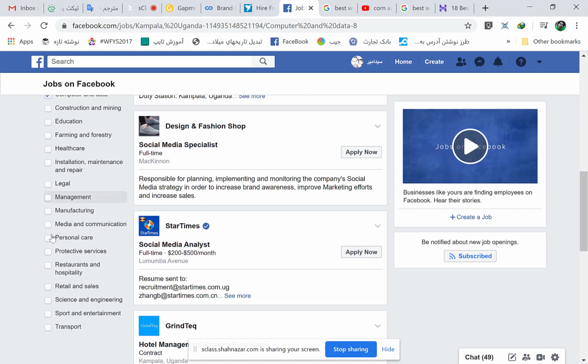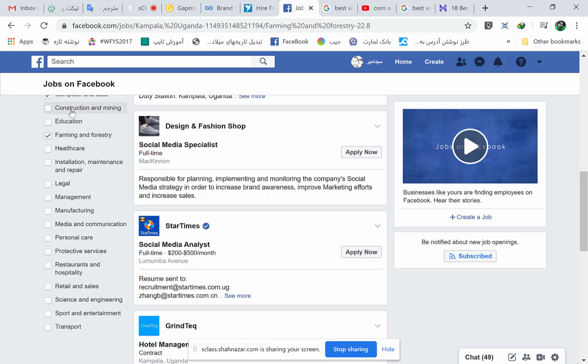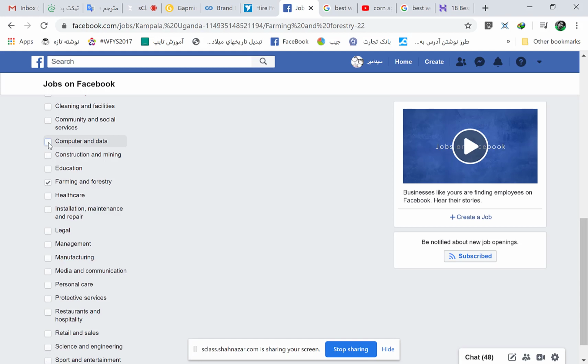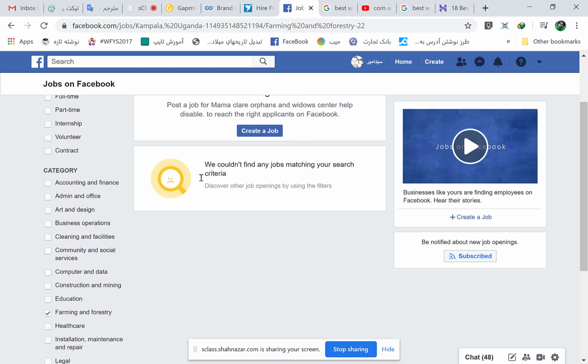Also, for example, here sports and entertainment and healthcare and farming. Farming is very common here. So let me check farming jobs. Okay, we couldn't find any jobs matching your search criteria.